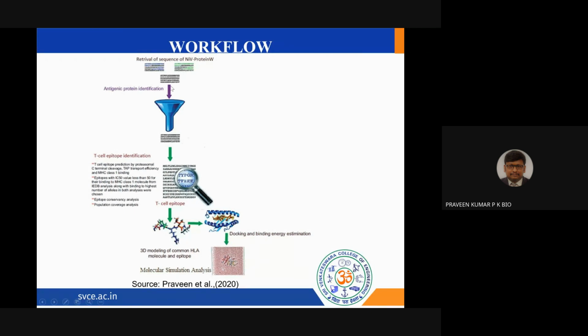I took the Nipah virus protein W and went for antigenic protein identification. Out of a series of proteins, I identified only one protein, and then I went for T cell epitope prediction. During the T cell epitope prediction, I got peptide epitopes of nearly 9 to 13 amino acids. So whatever 9 to 13 amino acid peptides I have are from the tool and the database.